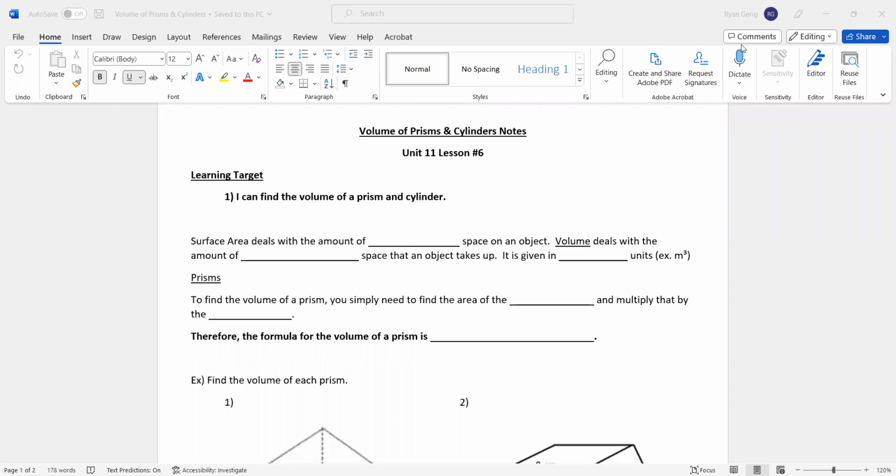We're going to jump into volume now. Good news is most people think volume is easier than surface area. We got 3 lessons total. This lesson, we're going to talk about prisms and cylinders in the same lesson.